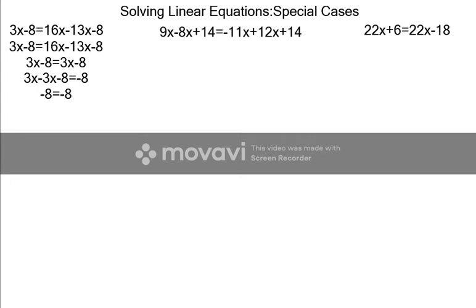Now we know for sure that negative 8 is equal to negative 8. Back before, when you had 3x minus 8 equals 3x minus 8, it was pretty evident, but we couldn't really tell. Now we have negative 8 equals negative 8, and we definitely know this is true. So we know this is a special case that results in all real numbers.